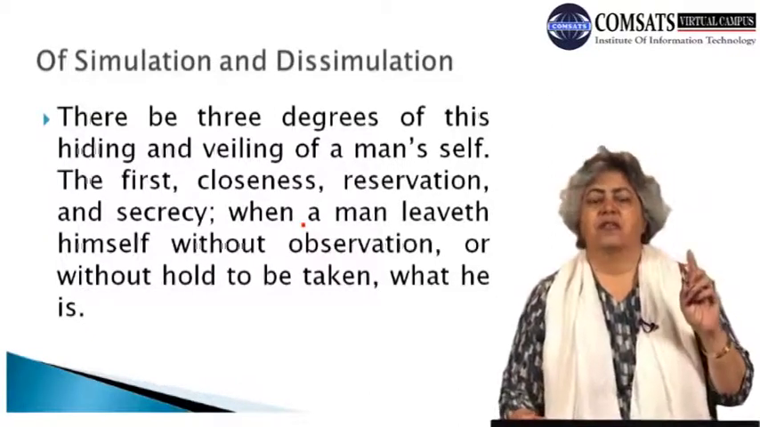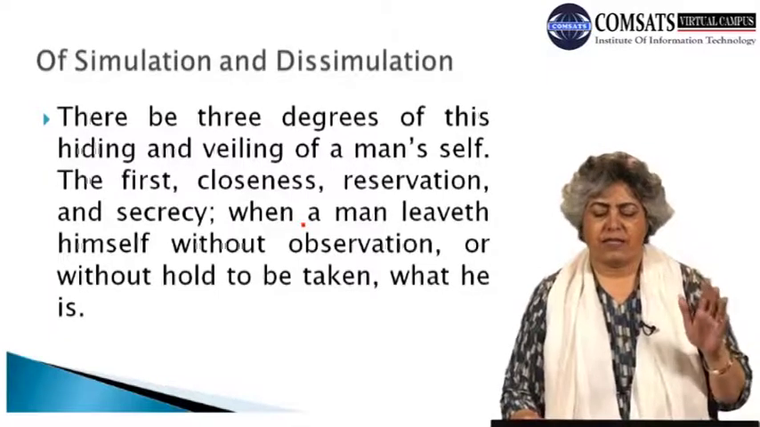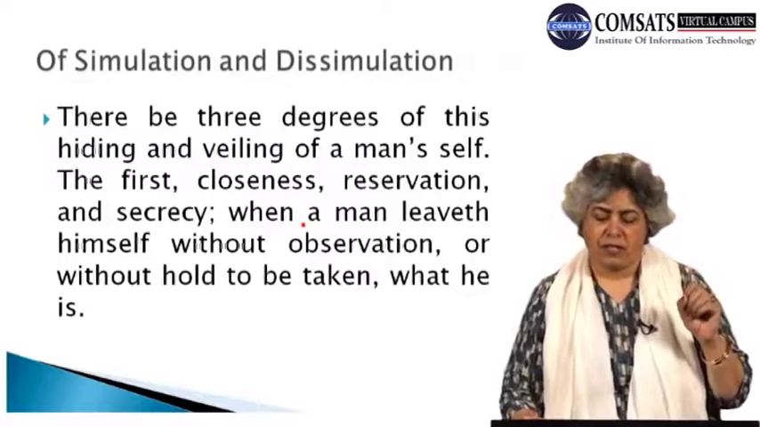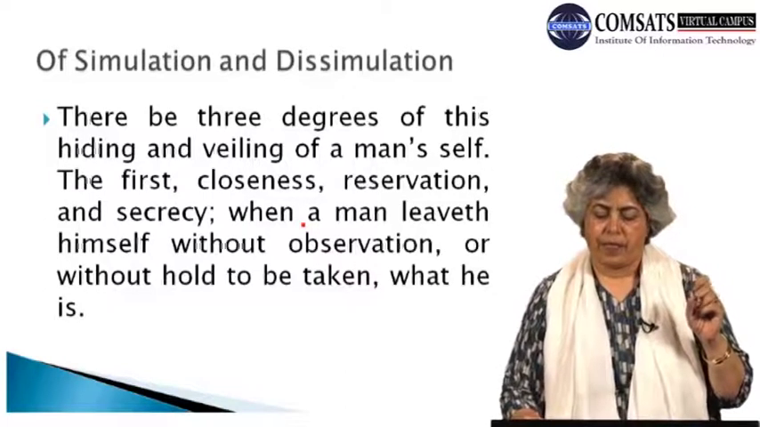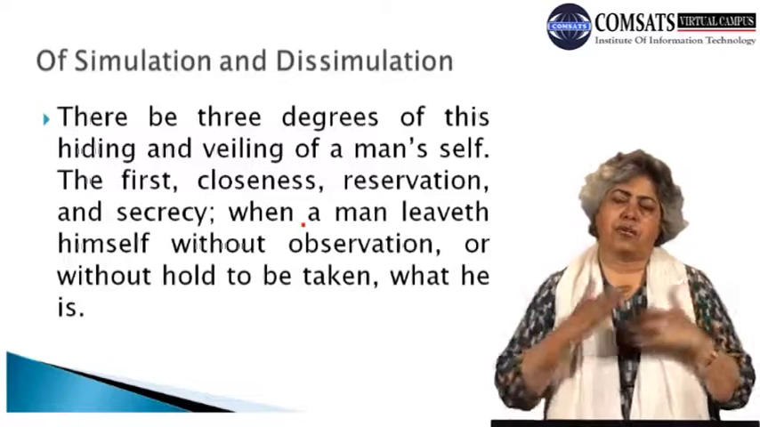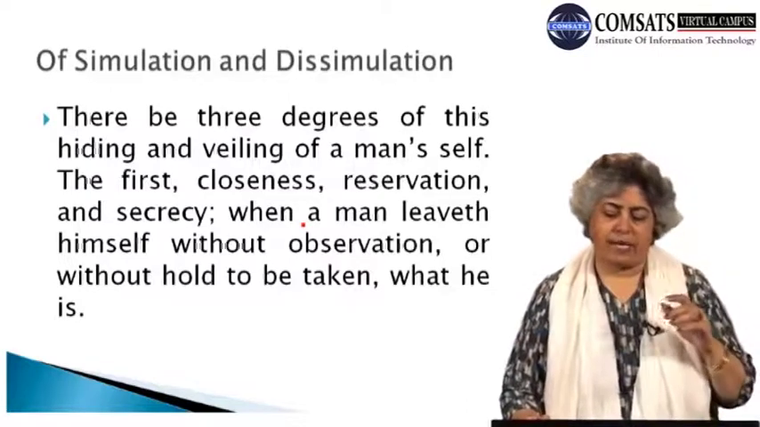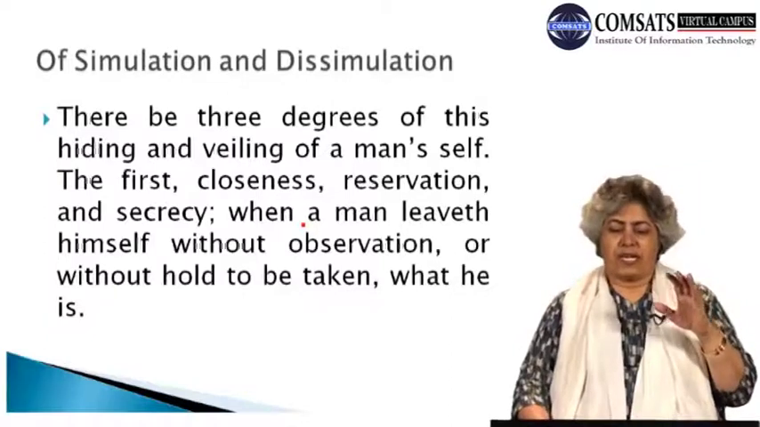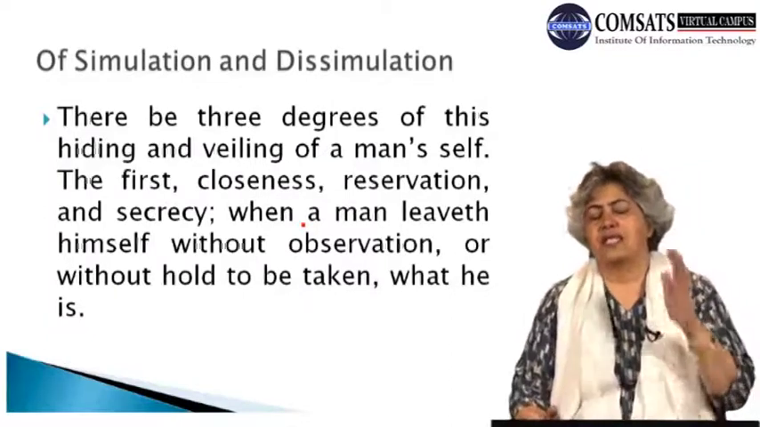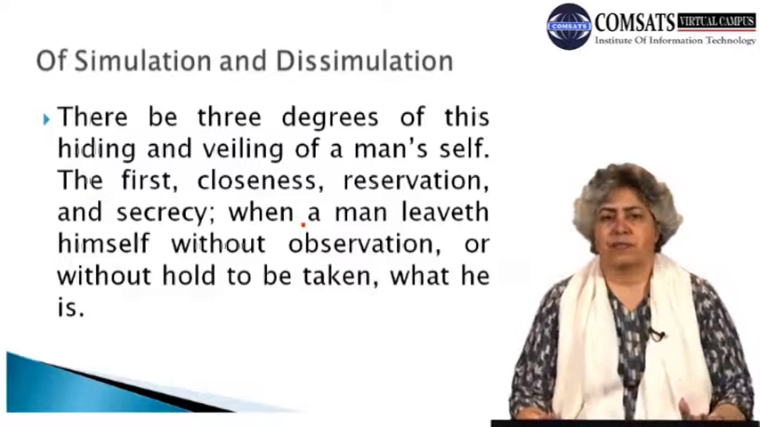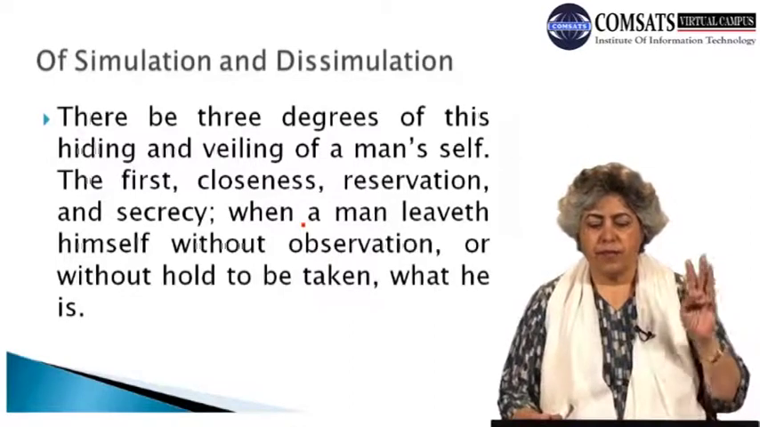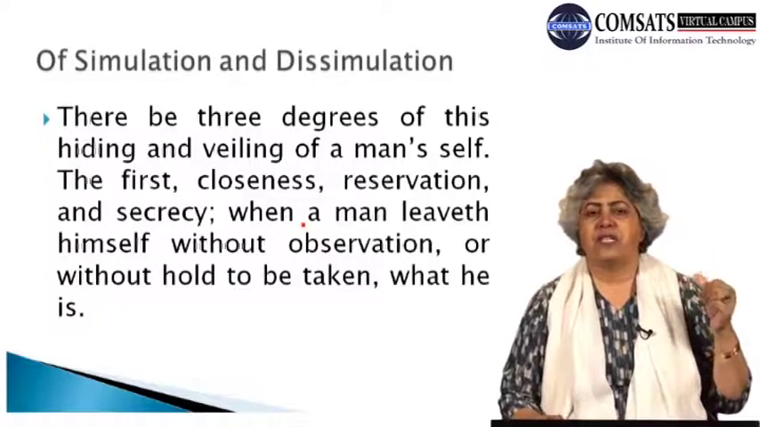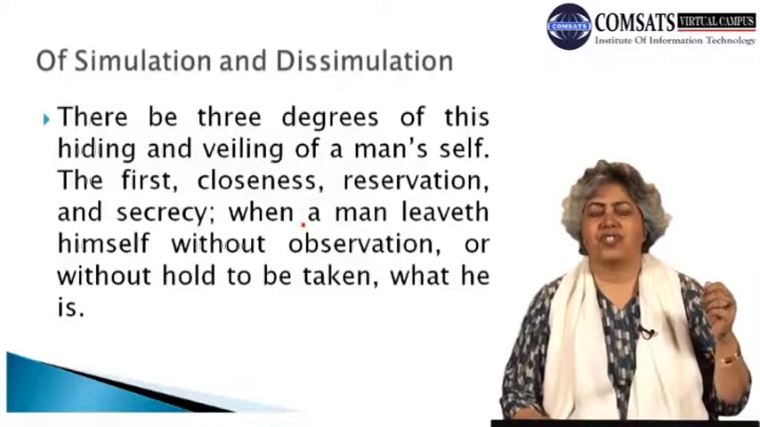The first, closeness, reservation, and secrecy. So that's the first example. And he explains this further by saying, when a man leaveth himself without observation or without hold to be taken what he is. So, secrecy, reservation, closeness. So, 3 things he's going to talk about. And he says the first is closeness, reservation, and secrecy.